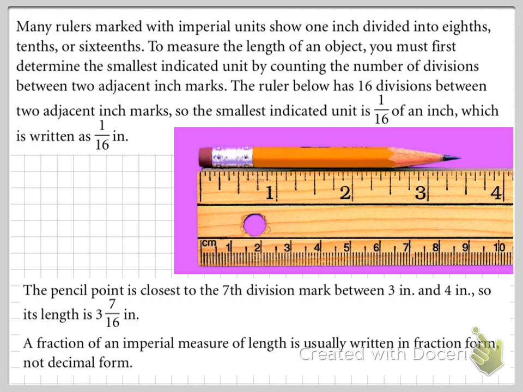The pencil point is closest to the 7th division mark between 3 inches and 4 inches, so its length is considered to be 3 7/16 inches. Notice the line going down to 7/16. A fraction of an imperial measure of length is usually written in fraction form, not in decimal form.